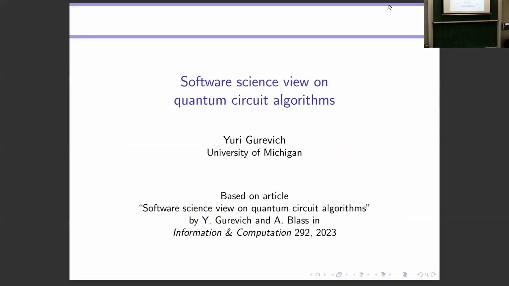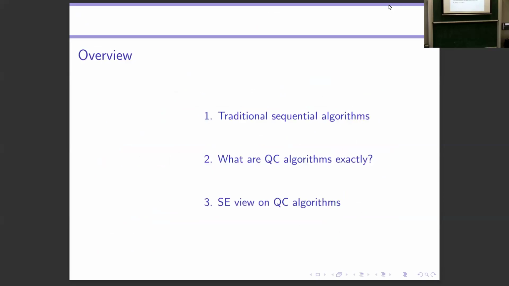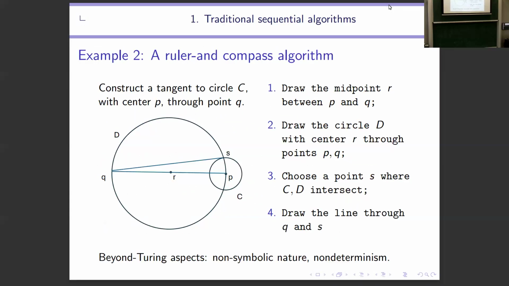Say you choose, oh, sorry. Suppose you choose this point, and then you draw a line from Q and S, and this is the desired tangent. So what are the beyond Turing aspects here?